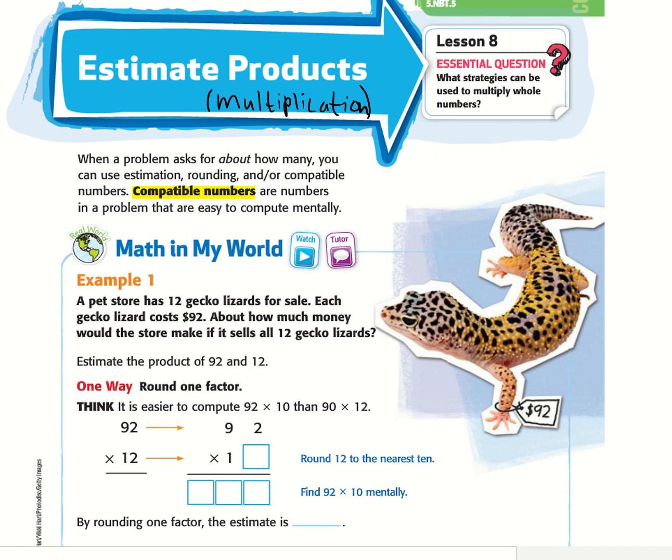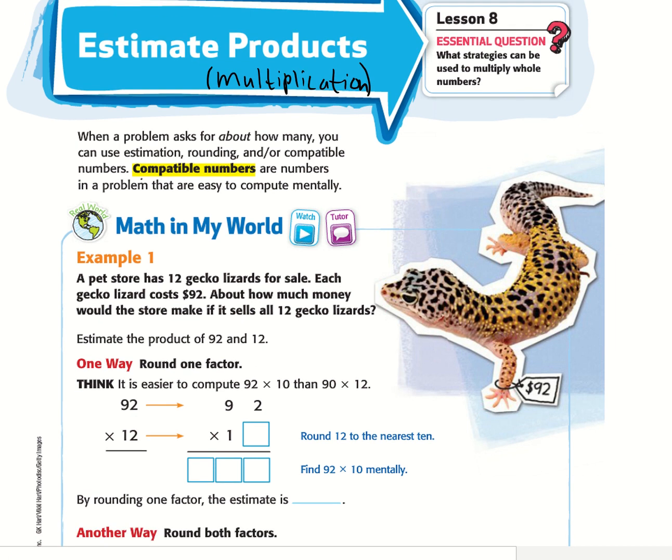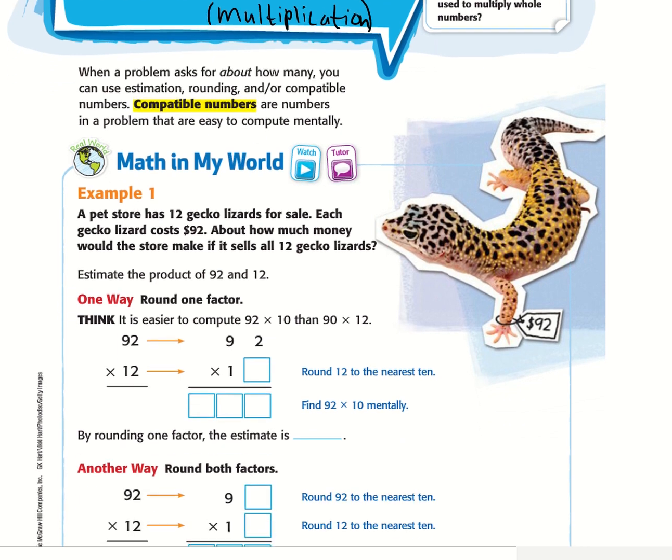So when a problem asks for about how many, you can use estimation, rounding, and/or compatible numbers. Compatible numbers are numbers in a problem that are easy to compute mentally. Incompatible numbers is something you'll be discussing in your math life. Compatible numbers are your best friend.